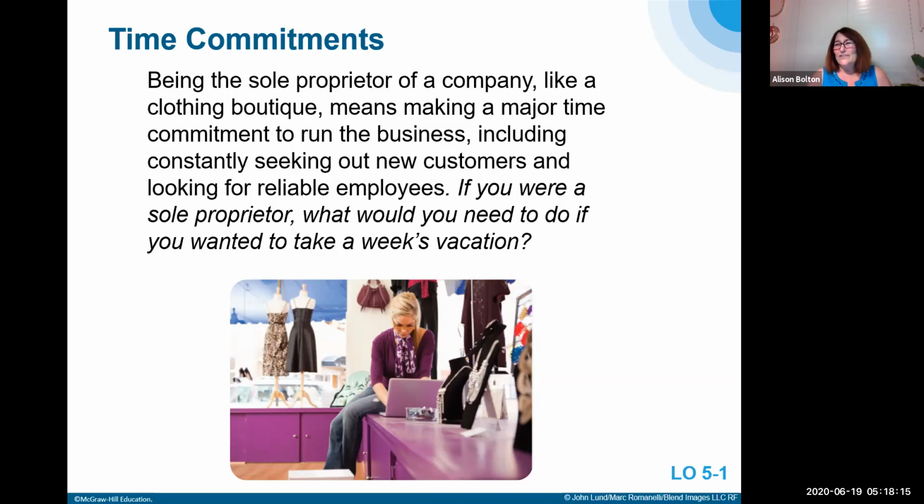Who would replace you? As this picture shows, this gal's running a little boutique clothing store. She's the only one there. Is she going to close up for a week to go on vacation?